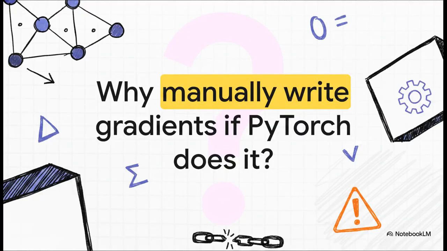But first, I've got to ask you a question. It's one that students of deep learning almost always ask once they're forced to actually do the math. If PyTorch or TensorFlow automatically calculates all of your gradients with a single beautiful line of code, loss.backward, why on earth would you ever write them out manually? Are we just torturing ourselves for the sake of intellectual curiosity? Actually, no. Relying blindly on that single line of code is incredibly dangerous.